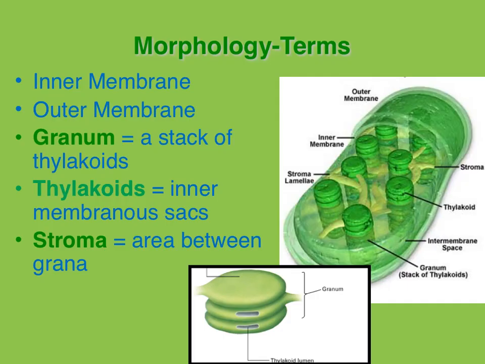Again, the vocabulary you want to be familiar with in terms of the morphology or the structure of the chloroplast include, again, the granum, which are the stacks of thylakoids, the thylakoids, which are the individual pancake structures with the membranes that contain the photosystems for the beginnings of photosynthesis, and then the stroma, which is the area around the grana, where the second half of photosynthesis takes place.